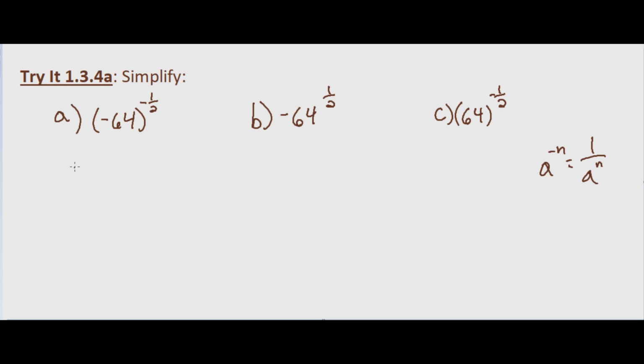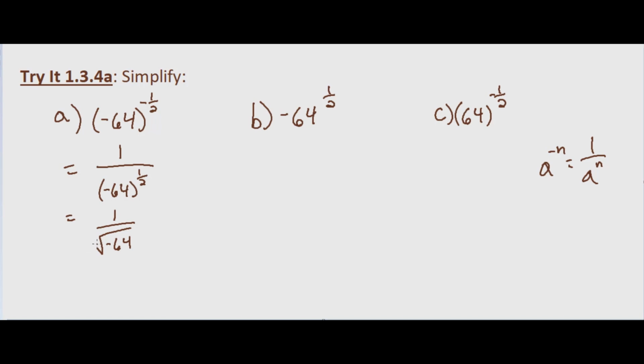example. With part A, we have negative 64 to the negative 1/2. Using our relationship of a to the negative n equals 1 over a to the n. That means this equals 1 over negative 64 to the 1/2, which equals, converting that to radical, 1 over the square root of negative 64.